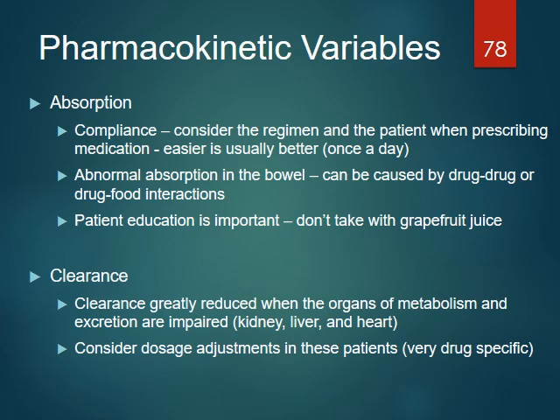Make sure they know the importance of why that is, because it can lead to some pretty significant adverse effects. On the clearance side, some of the pharmacokinetic variables we can run into. Obviously, clearance is greatly reduced when the organs of metabolism and excretion are impaired. So if you have kidney or liver dysfunction, or heart dysfunction leading to less blood flow to things like the liver, that can change your clearance pretty drastically.